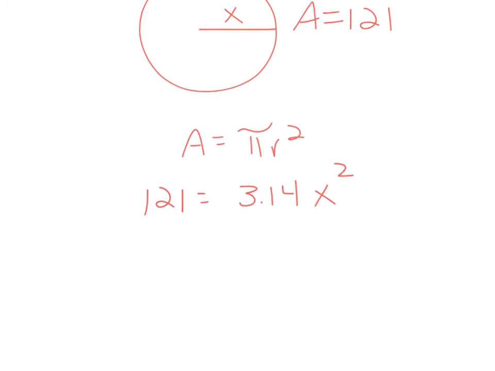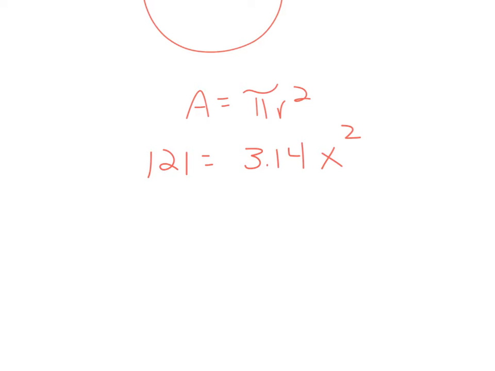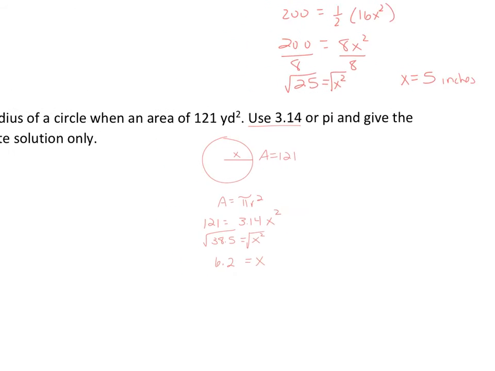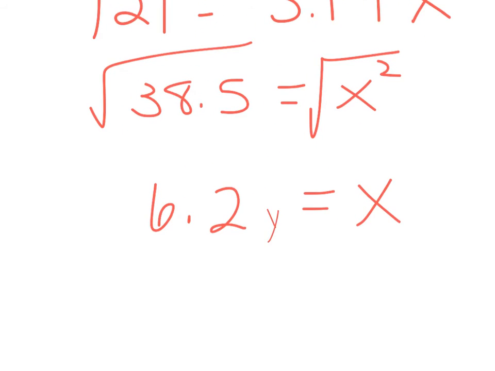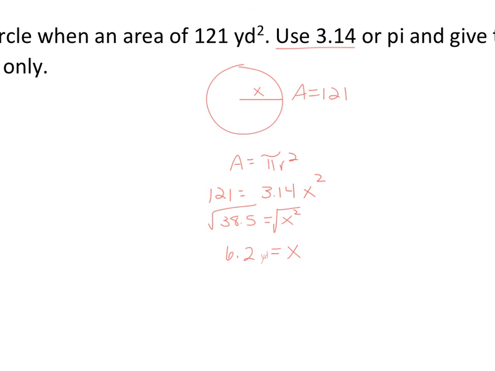So again, we're going to isolate by dividing by the 3.14. So I'm taking 121 divided by 3.14 and getting 38.5 rounded off equals x squared. And now I'm going to take the square root of both sides. So the square root of 38.5, and I'm ending up with about 6.2. And let's see, this is in yards. So it'll be 6.2 yards will be my radius. Okay. And that concludes these notes.